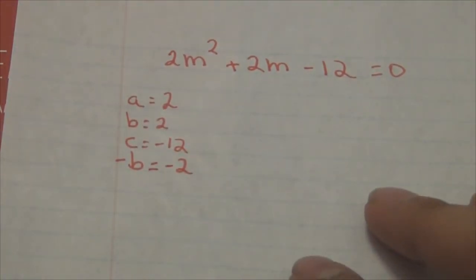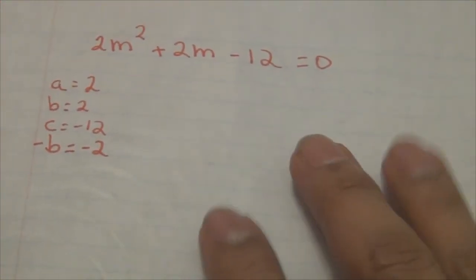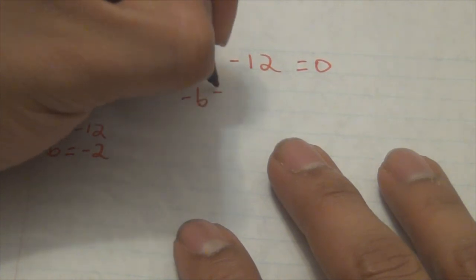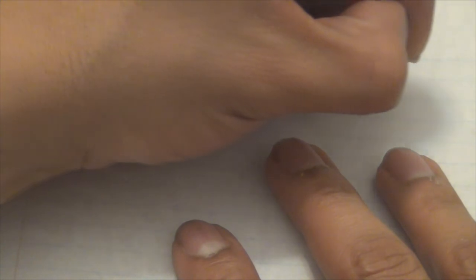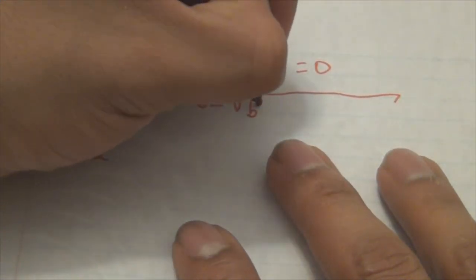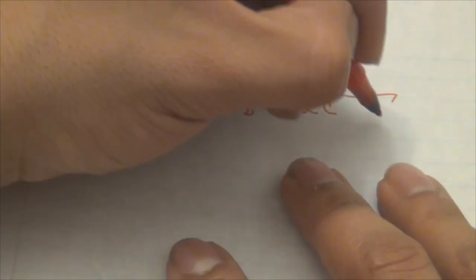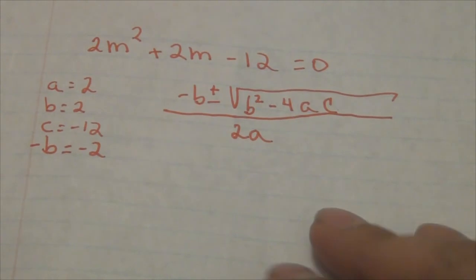Now, see, I'm talking a little faster and I'm going a little faster. So we write our quadratic formula just in case, just to remind you. And you have to memorize it. So it's negative B plus or minus the square root of B squared minus 4AC and everything divided by 2A. Okay, memorize that.